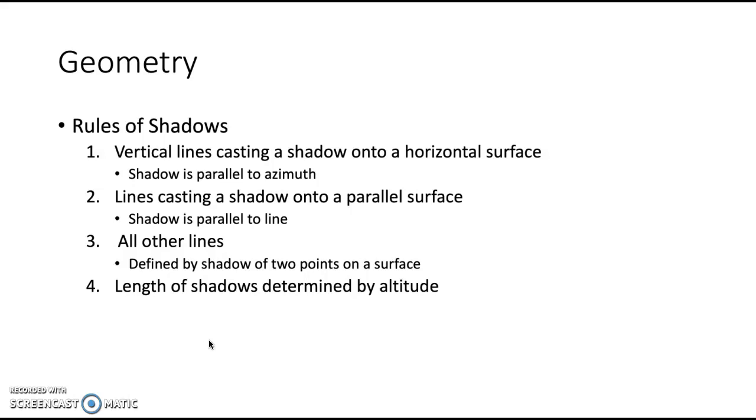The length of our shadows are determined by the altitude, and we understand this intuitively. We know when we look at a photograph, when the shadows are long, we are looking at a low light source. It's either early in the day or late in the day. When the shadows are short, we know the sun is high in the sky and the shadows are correspondingly reduced.